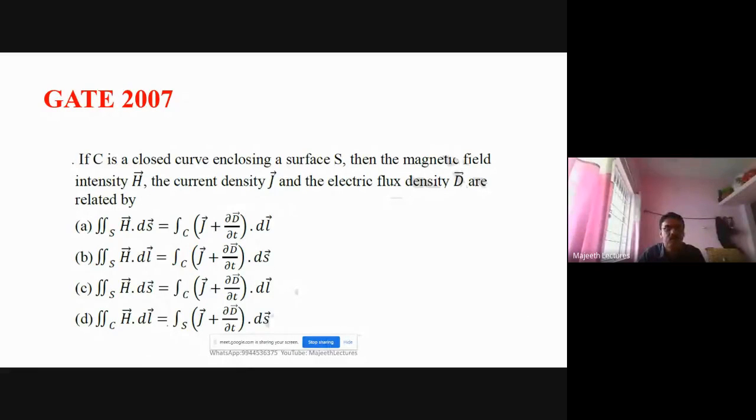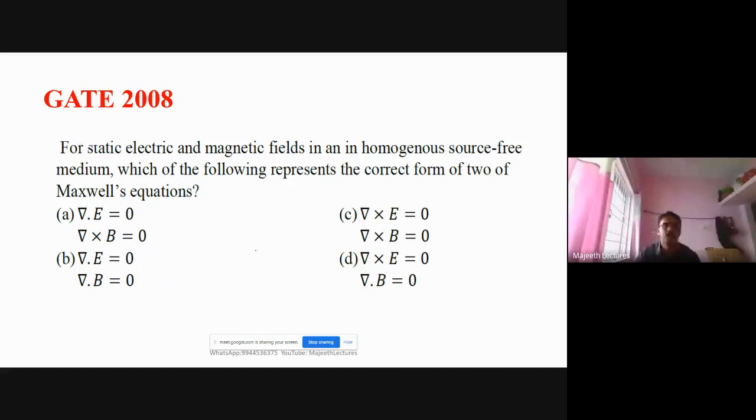Now, by using the same thing they are asking, so the answer is, you see, this is the modified Ampere circuit law, H dot dl is equal to J plus dou D by dou T dot dS, right? That is the relation they are asking. Now, this is a wonderful question.